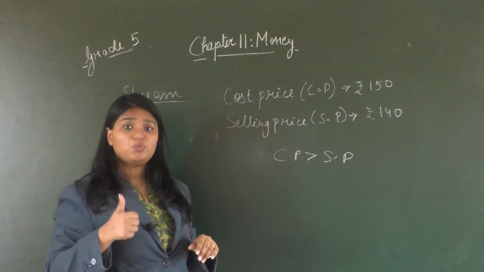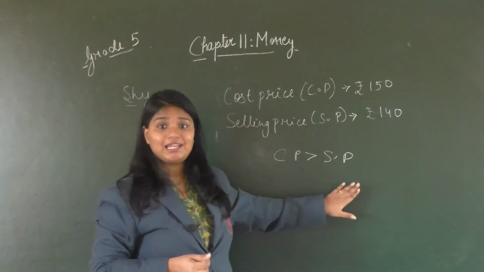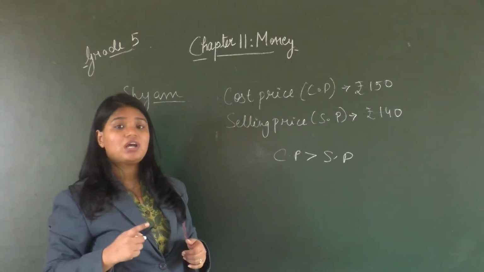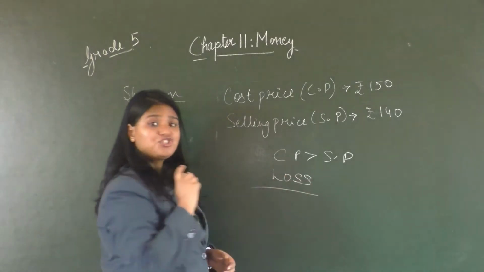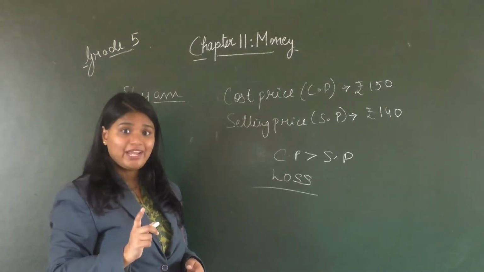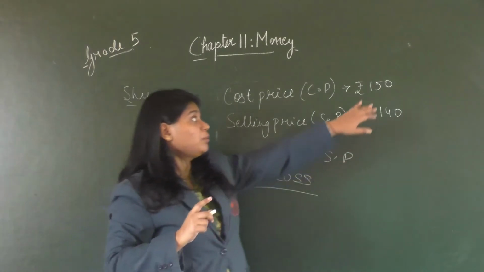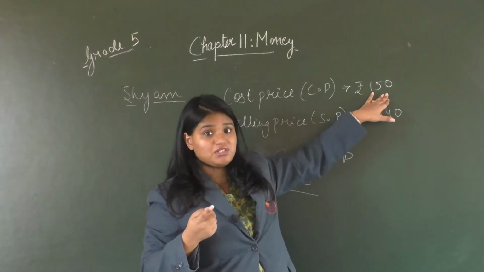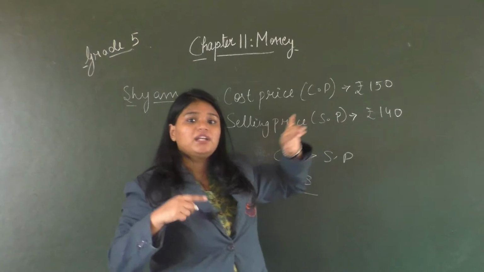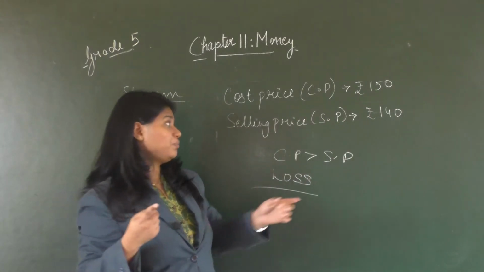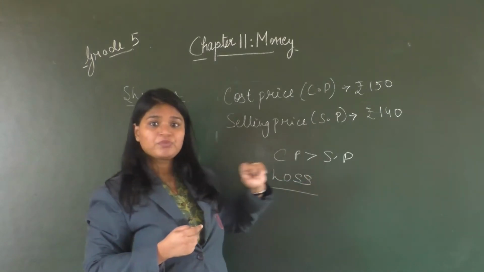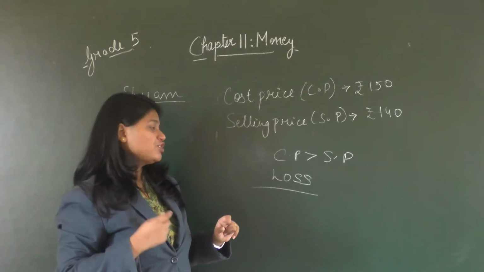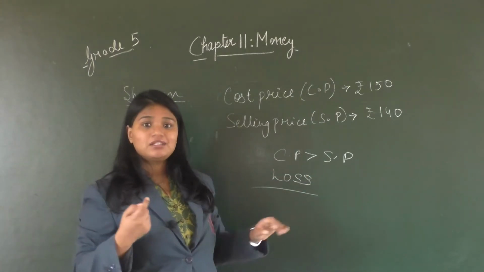So, in a situation where CP is greater than SP, we say that the product is sold at a loss. So, here Shyam incurred a loss, right? Because he bought the vegetables at rupees 150, but he further sold the vegetables at rupees 140. So, CP is greater than SP. We can say that Shyam sold the vegetables at a loss.